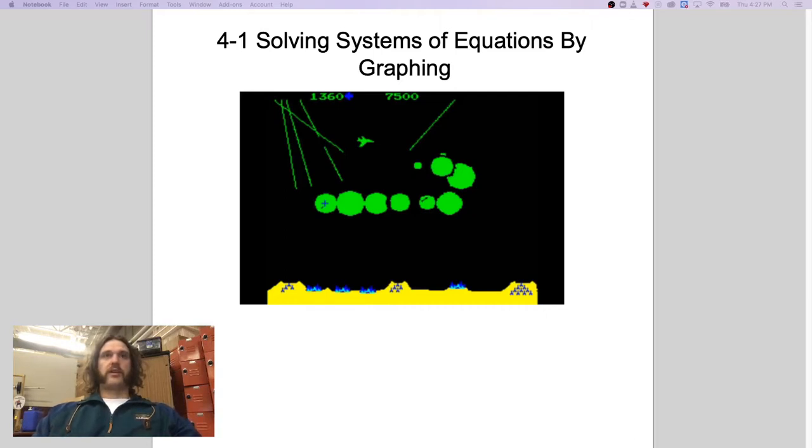In Missile Command, you are basically operating these three missile towers, and you're firing interceptor missiles to try and blow up the missiles that are coming in to hit these towns, but you want to blow them up in the air so they don't hit the town. So that's the whole point of the game.